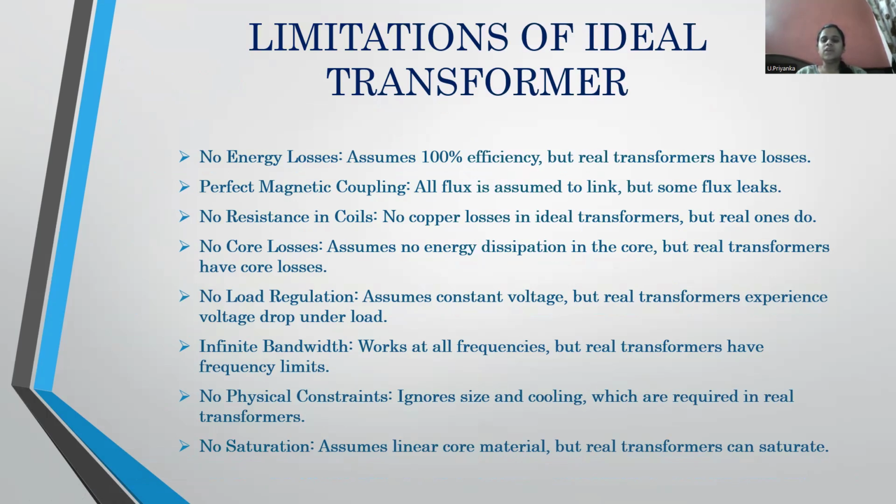No load regulation: it assumes constant voltage, but a real transformer experiences voltage drop under load. Infinite bandwidth: it works at all frequencies, but a real transformer has some frequency limits. No physical constraints: it ignores size and cooling, which are required in a real transformer. We assume a linear core material, so in an ideal transformer there is no saturation, but a real transformer will saturate.